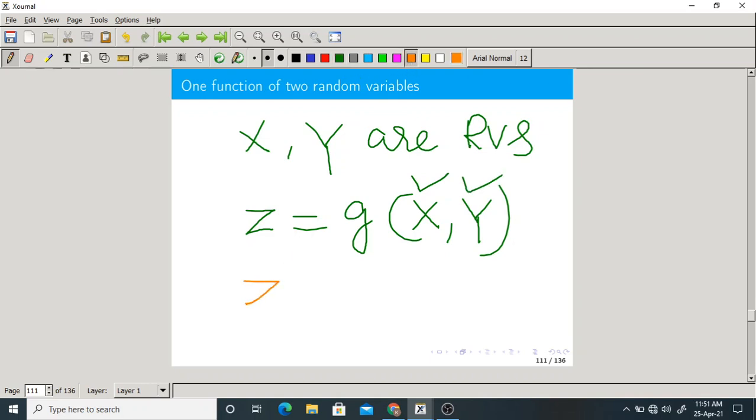Examples: you can take z equal to x plus y or x minus y. Z is a function of x and y. How are they related? Here it is a plus, here it is a minus. Now we will study how to deal with these kinds of functions.